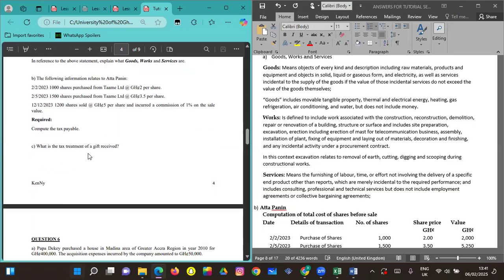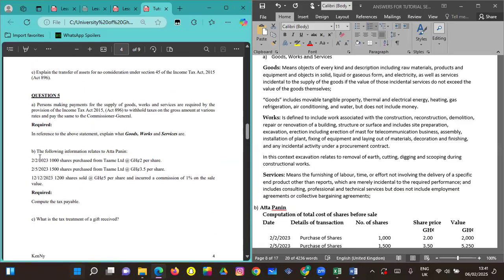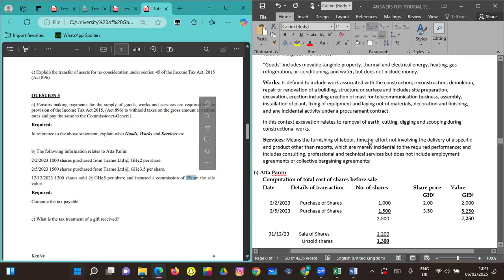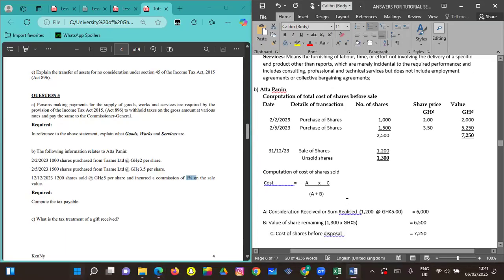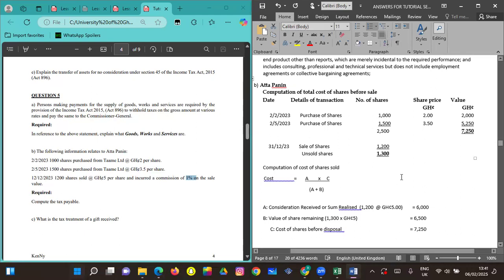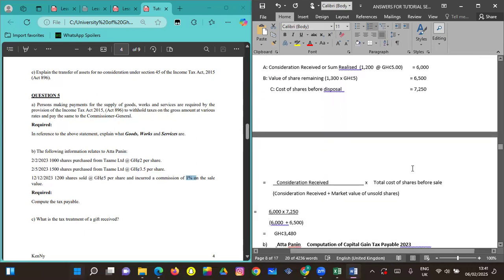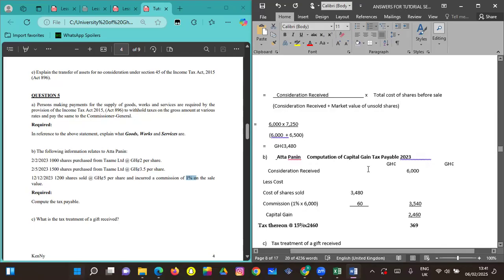All right. So B, the following information relates to buying, bought shares, and sold shares. They've given you the price per share, right? And the commission is 1%. You apply the same thing that you've been doing. You use the formula to get the cost. Then the same thing that you've been doing, right? And then we arrive at the cost.